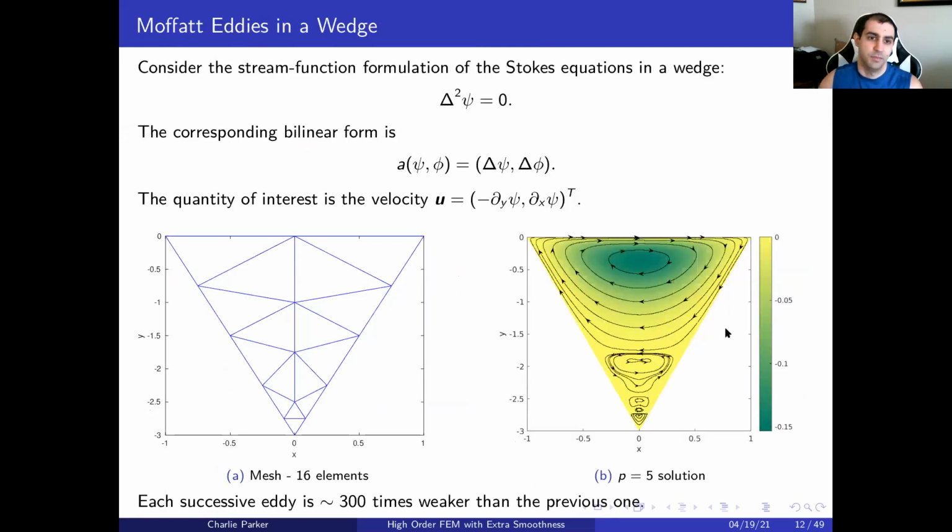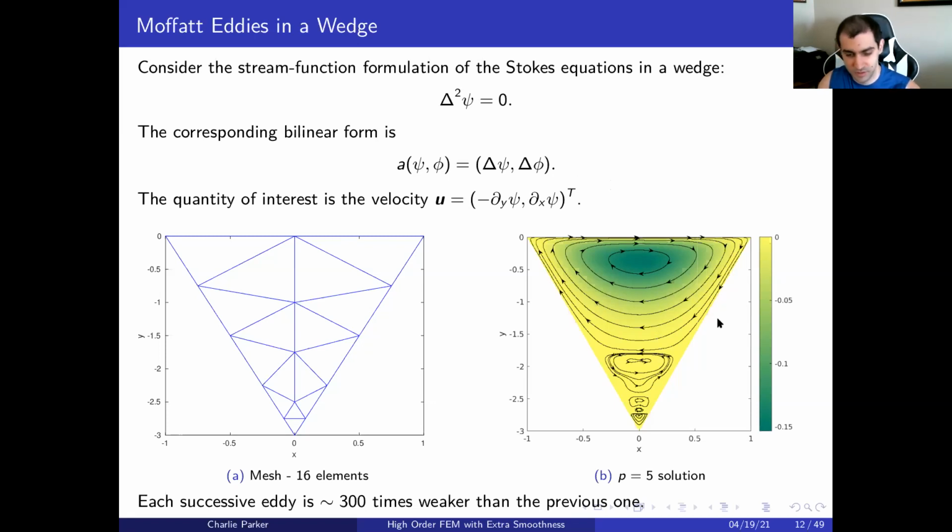Okay, so the second example is Moffatt eddies in a wedge. Here we're solving the Stokes equation in this wedge, which reduces to the biharmonic equation. We're imposing a parabolic velocity profile on the top, and the main quantity of interest is the rotated gradient, which is the velocity u. On the right is the p equals 5 solution on this very simple mesh of only 16 elements. Each eddy is about 300 times weaker than the previous one.